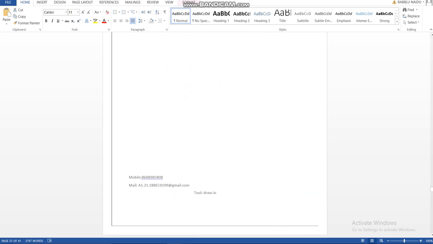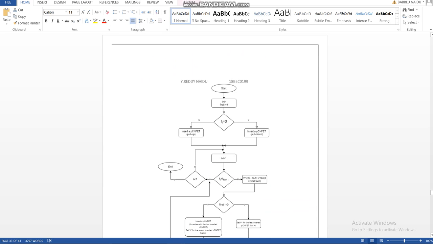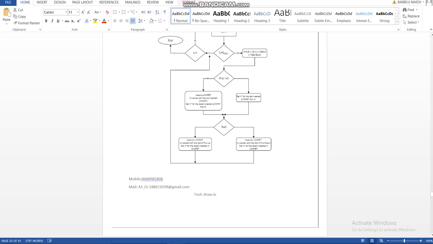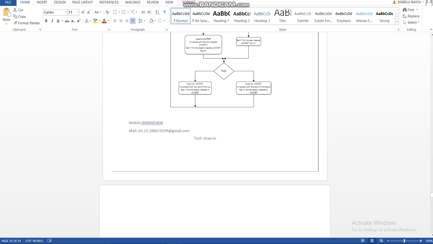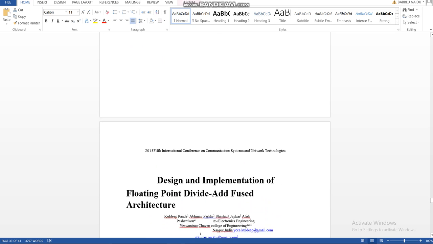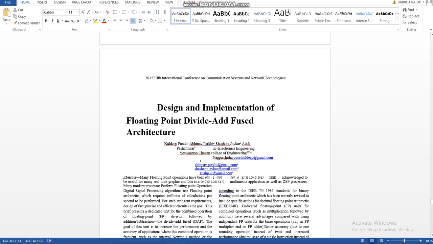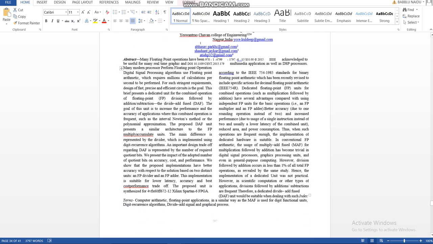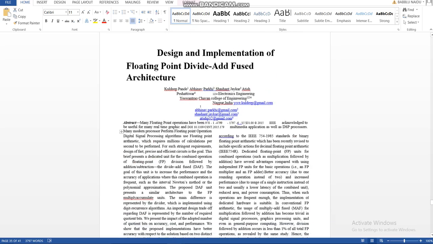The flow chart. Start. First i is equal to 0, j is equal to 0, F is equal to 0, F1 is equal to 0. The design and implementation of floating point where fused architecture.